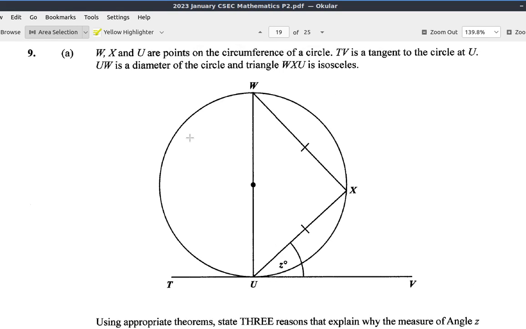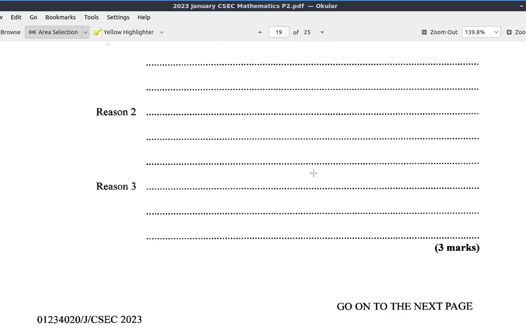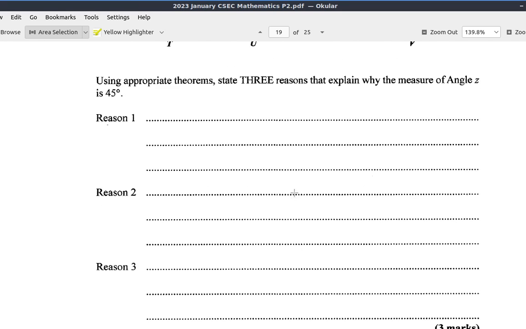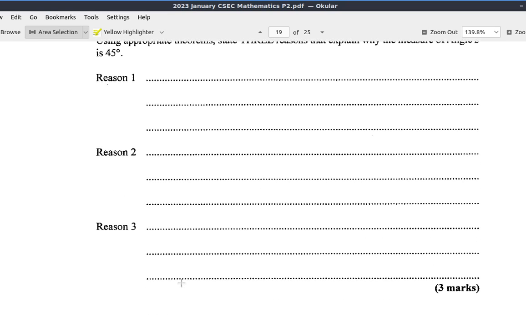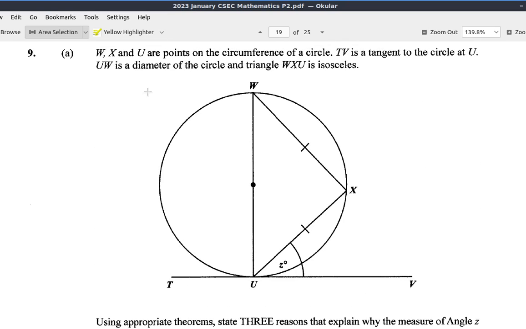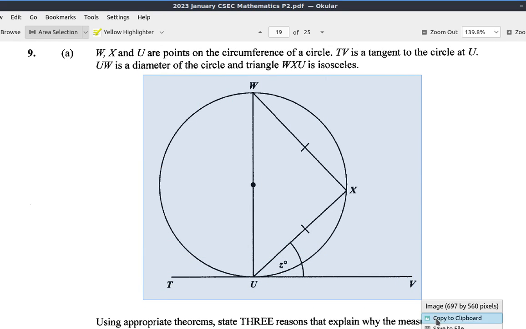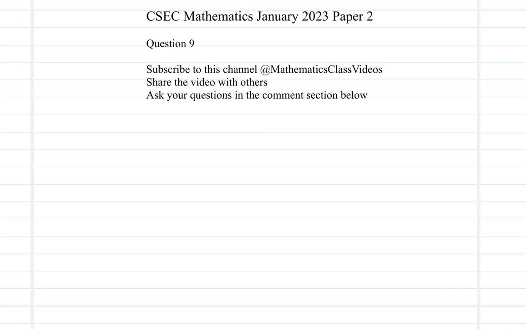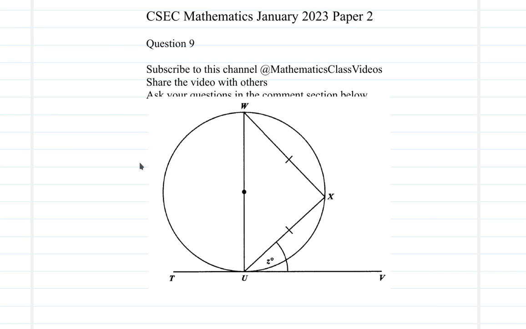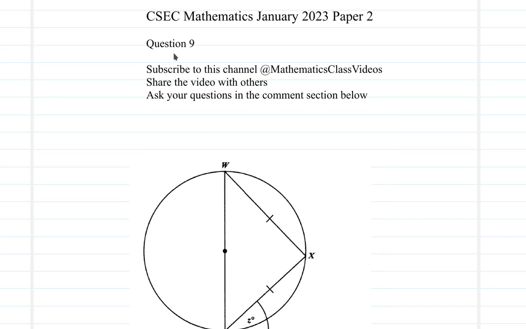I wonder if they want 3 reasons that fully explain it. But it's only 3 marks here. Or could those 3 reasons come together to explain why? Probably, because it's just 1 mark for each, and they give only 3 lines for each reason. Alright, let's assume each reason works together to explain it. So let me paste it over here. So we have a diagram here.